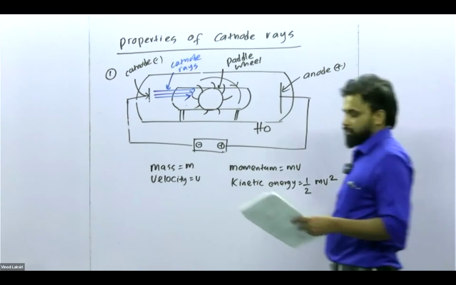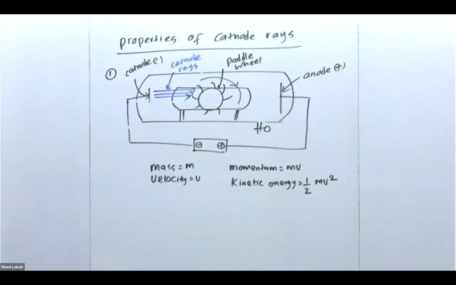Right. Then write down the note. To rotate the paddle wheel, cathode rays should create a force to rotate the paddle wheel. Cathode rays should create a force on the blade of the paddle wheel.